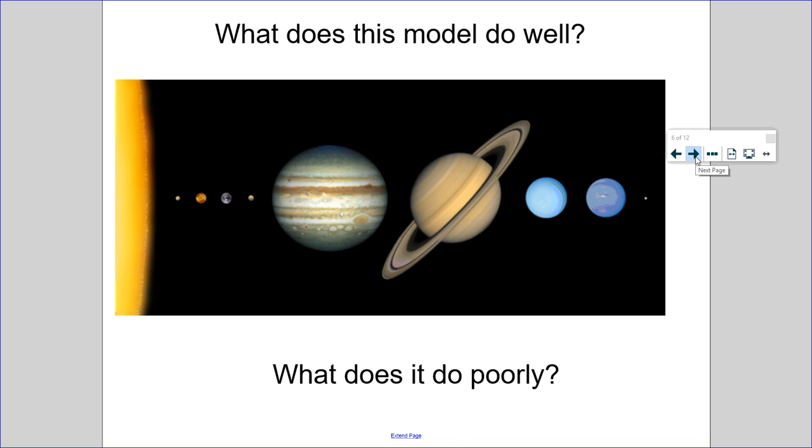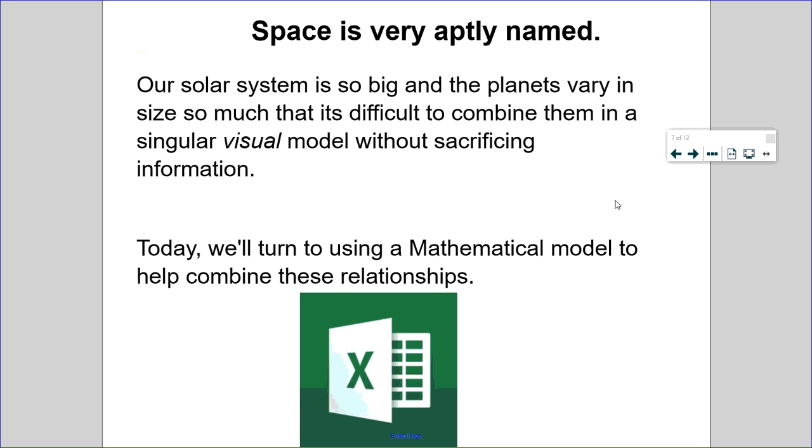So basically, all this is to say is that modeling the solar system is very hard to do in a visual way, because you have to sacrifice some kind of information. Either your planets won't be to scale, their sizes, or the orbits won't be to scale, the distances between them. So instead, we're going to turn to a mathematical model to help combine these relationships, and we're going to be using Google Sheets to do so.